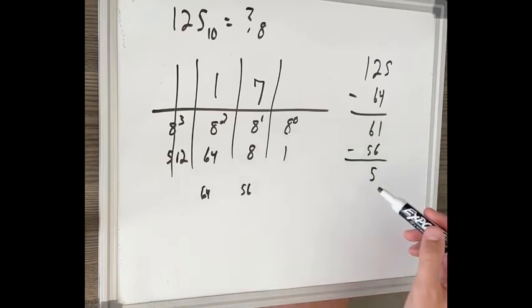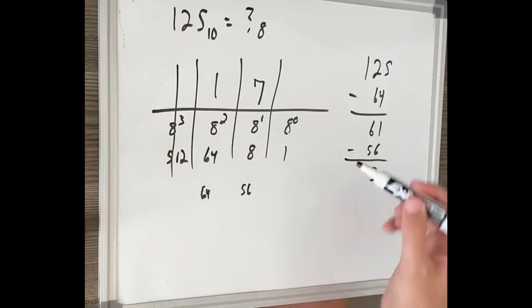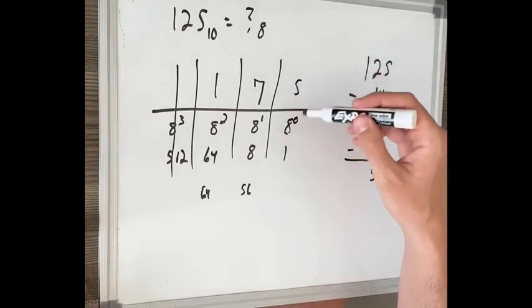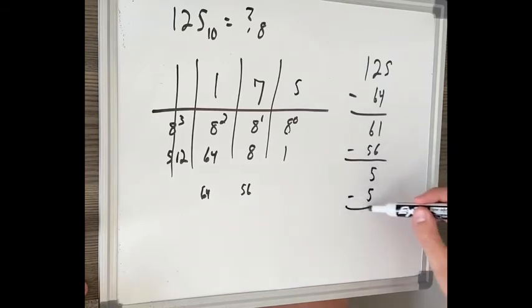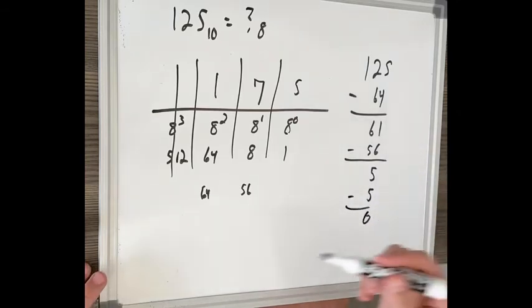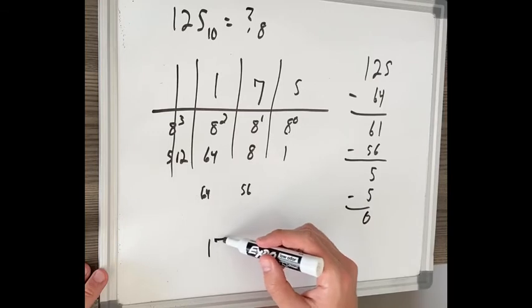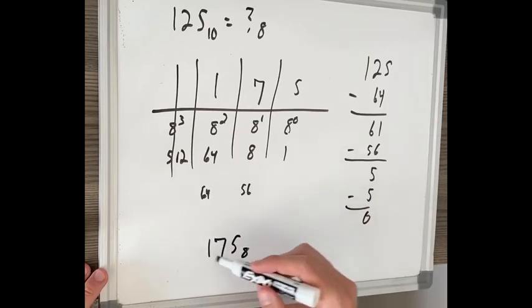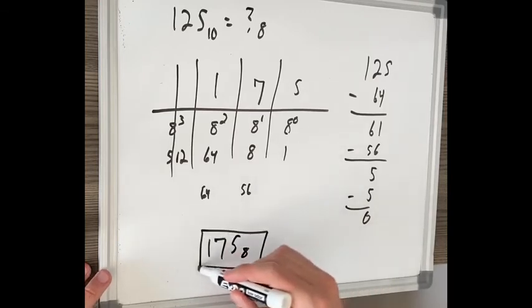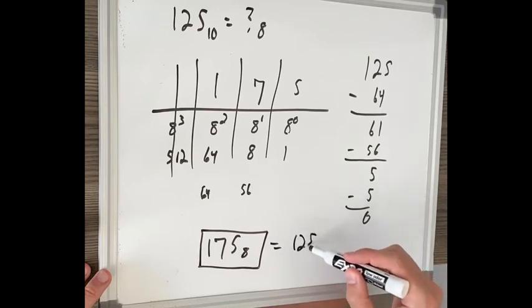Do I have 1 in 5? Yes. How many? I have obviously 5 of them, right? So 5 times 1 is 5. Do the subtraction. We get that. And our answer would be 175 base 8. And that's equal to 125 base 10.